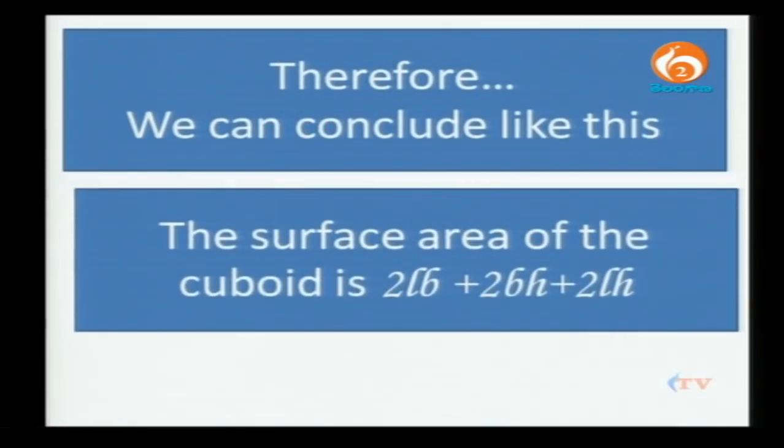the surface area of the cuboid is 2 LB. Why 2 LB? Because there are 2 faces with the L and B dimensions, another 2 faces with the dimensions B and H, and another 2 surfaces with the dimensions L and H. When we add them all, the total surface area of a cuboid is 2 LB plus 2 BH plus 2 LH. That is it. It is very simple.